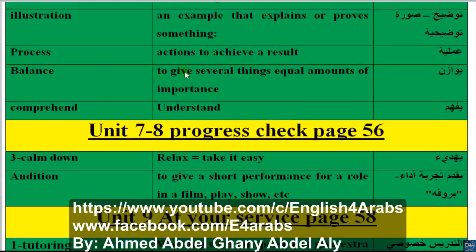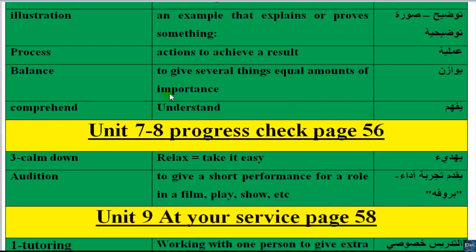Balance. To give several things equal amounts of importance. Here, British importance, I make R silent. American importance, I can make the T soft D here. Importance.